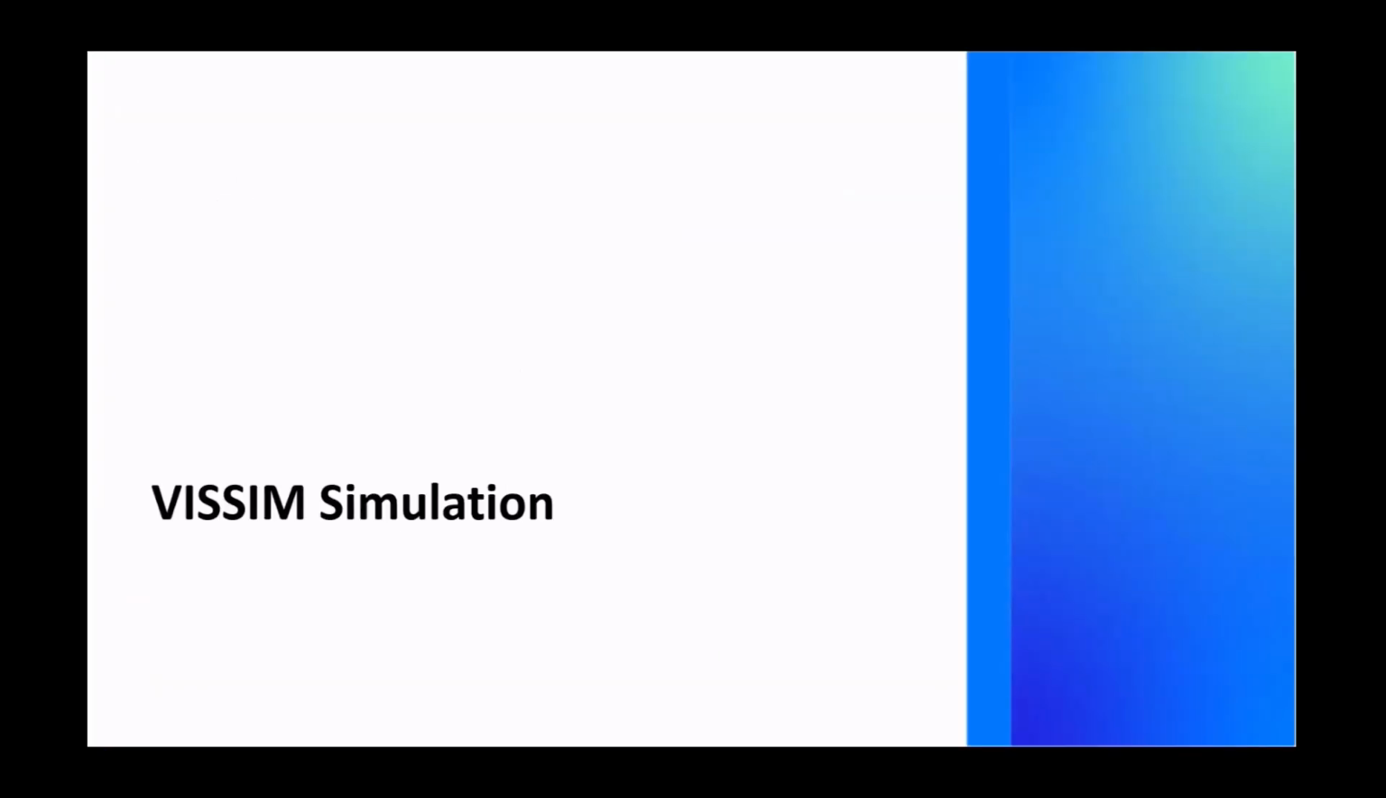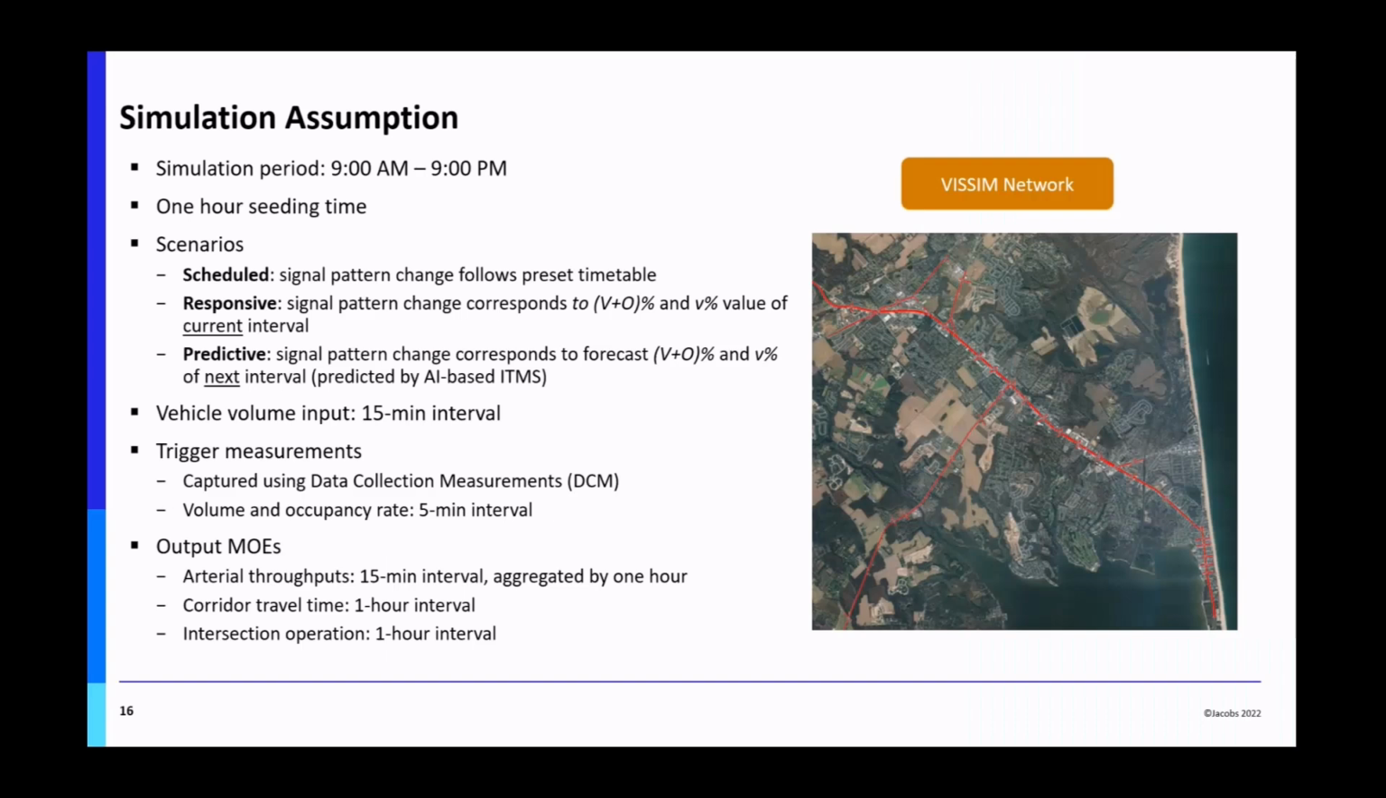Okay, so this is a simulation. We simulated 12 hours of traffic on a summer Friday, plus 1 hour seeding time. 3 scenarios were modeled and compared. The scheduled scenario used a fixed timetable. Signal patterns change at preset time points. The responsive scenario switches the pattern based on the V+O and the V value of the current time interval.